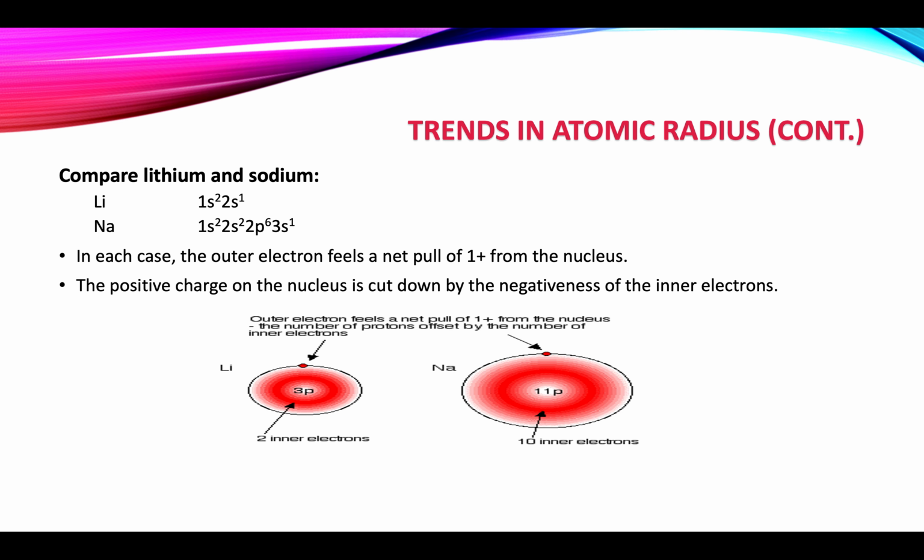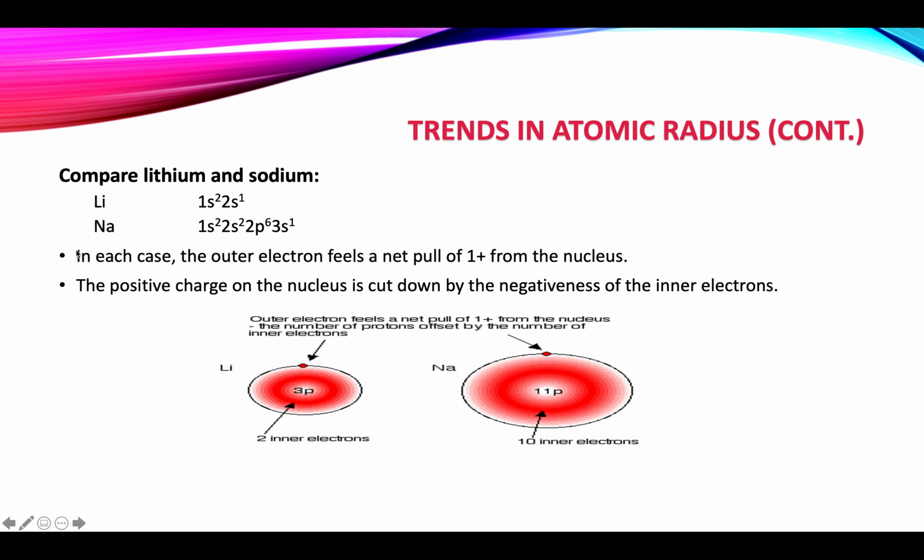Let's compare lithium with sodium. The electronic configuration of lithium is 1s2, 2s1. Sodium is 1s2, 2s2, 2p6, 3s1. It is quite clear that in lithium there are two electronic shells, two layers of electrons, and in the case of sodium there are three electronic shells, three layers of electrons, so the size of sodium will be greater as compared to lithium.